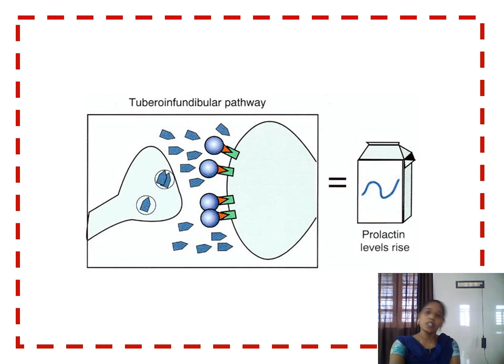extrapyramidal symptoms. So, what happens when dopamine receptors are blocked in the tuberoinfundibular pathway? Your prolactin levels will rise. Dopamine normally has an inhibitory action on the pituitary lactotrophs. So, when the dopamine receptor is blocked, automatically prolactin levels will rise. Galactorrhea and gynecomastia can be seen as side effects.